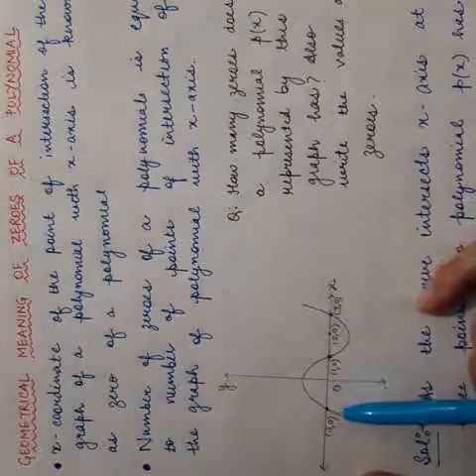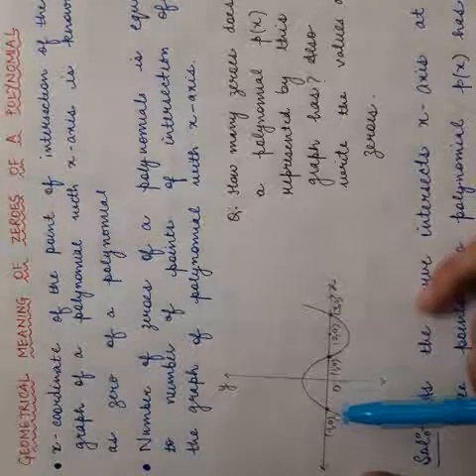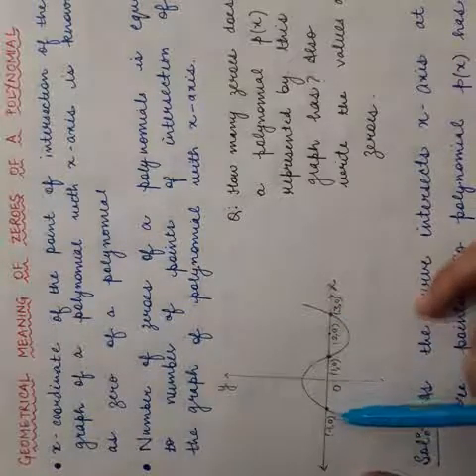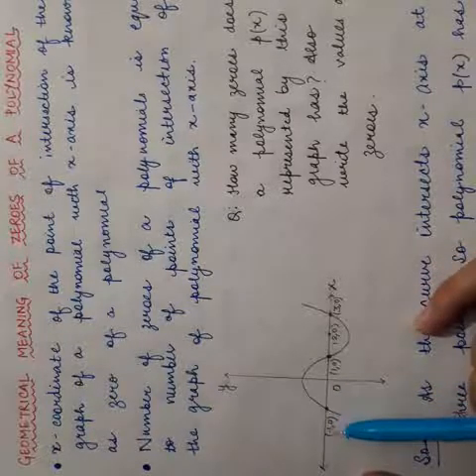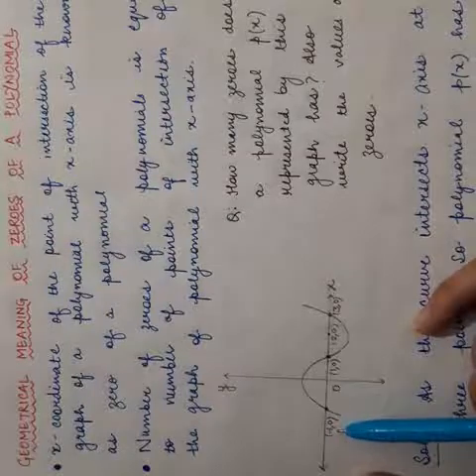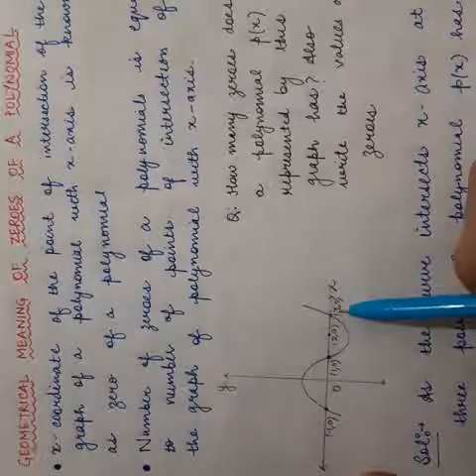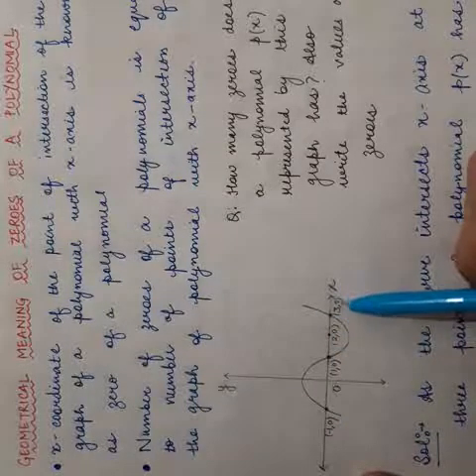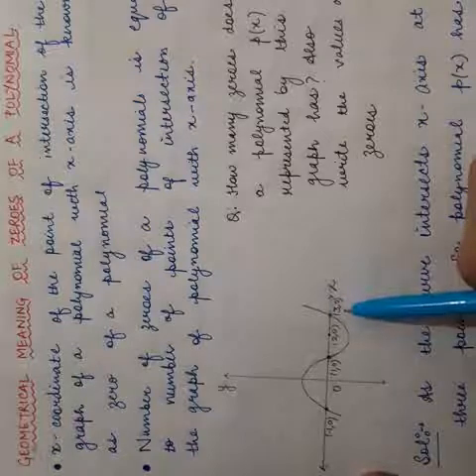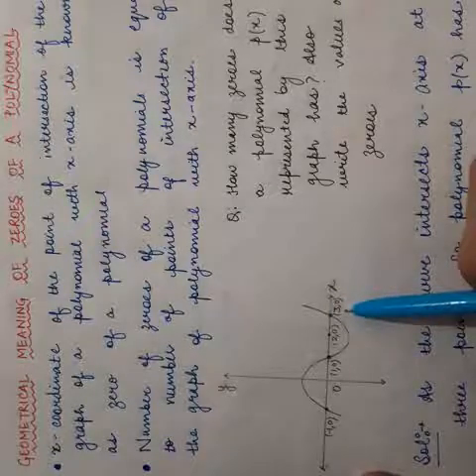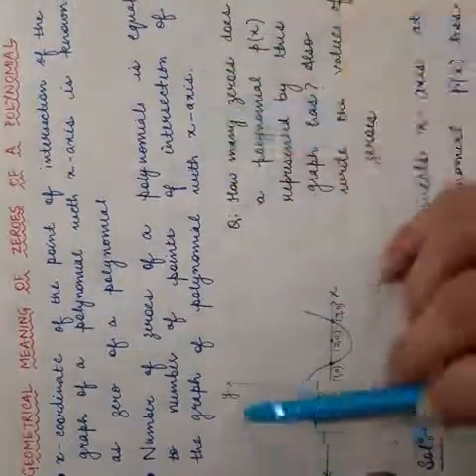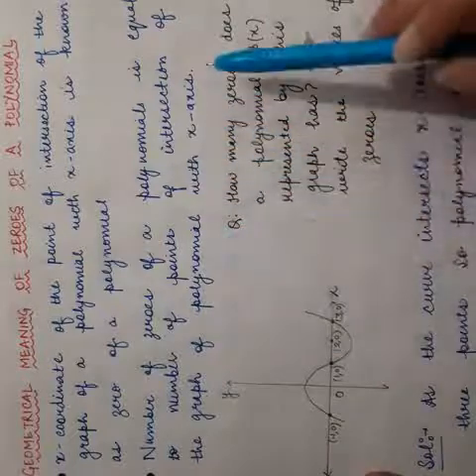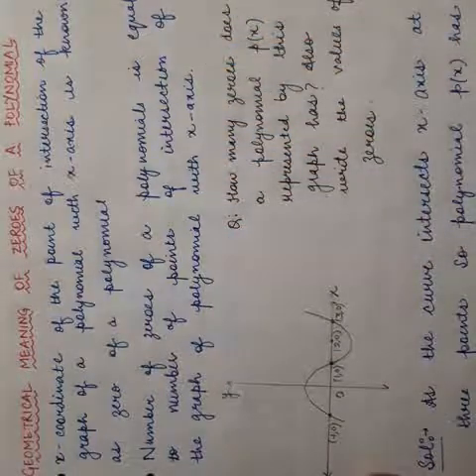Suppose this curve is intersecting the x-axis at the point minus 1 comma 0. So the x coordinate, that is minus 1, will be the zero of the polynomial. Same way here the curve is intersecting the x-axis at 3 comma 0. So the x coordinate, that means 3, is the zero of the polynomial. The number of zeros of a polynomial is equal to the number of points of intersection of the graph of the polynomial with the x-axis. Now I'll explain it through an example.